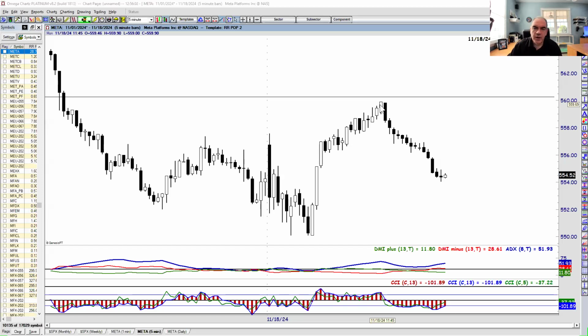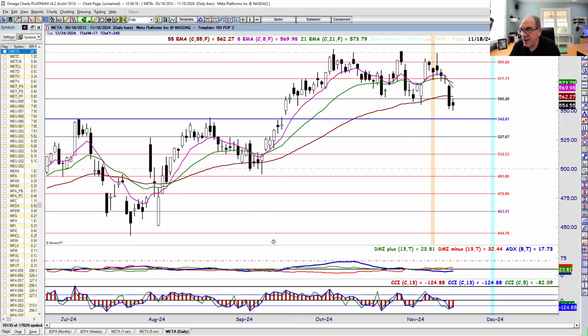Number two, did we really get a retest, or is it close enough? And again, that comes down to a personal decision of a yay or nay for that. There's no right or wrong, but the setup was there if you were taking it at that time of day. So there's my call on Meta. Let's go look at Adobe.